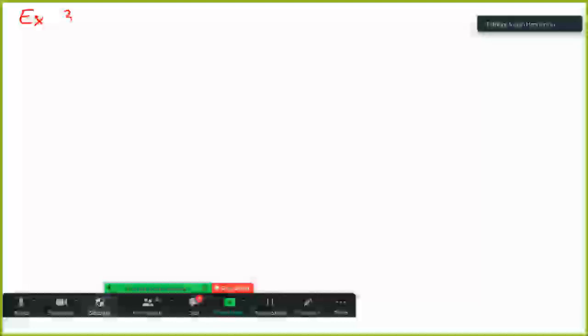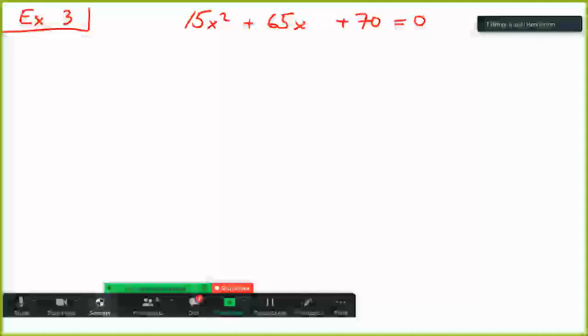Example 3. Oh, I might have messed up the numbering. I'm sorry. Anyways, this is the next example. Let's try one with all positives. Solve for x. 15x squared plus 65x plus 70 equals 0. Huge numbers.